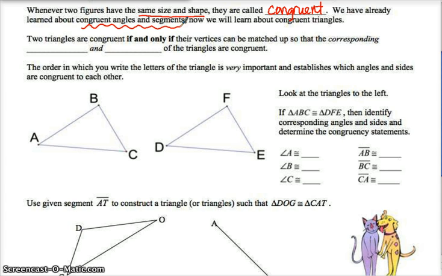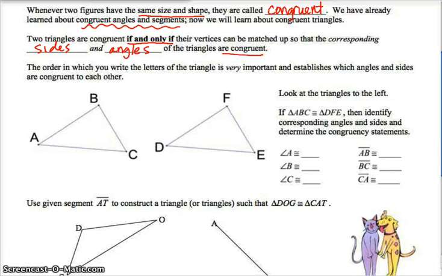It says two triangles are congruent if and only if their vertices can be matched up so that their corresponding sides and angles are congruent. So look at these triangles down here. If we can match up vertices, then their corresponding angles have to be congruent and their corresponding sides have to be congruent. And if that's true, that means those two triangles themselves are congruent to each other. So if you cut one triangle out, put it on top of the other, they should match up perfectly.